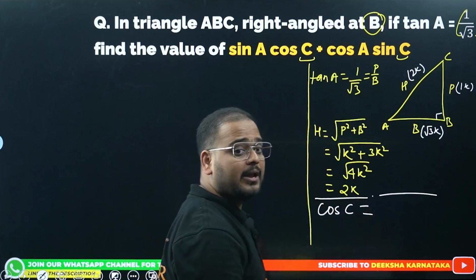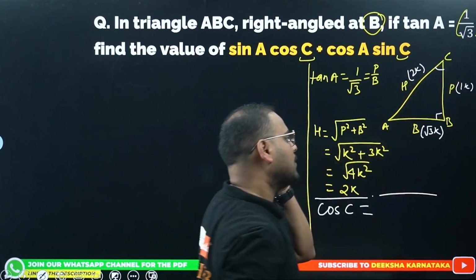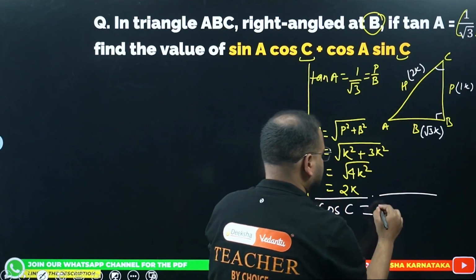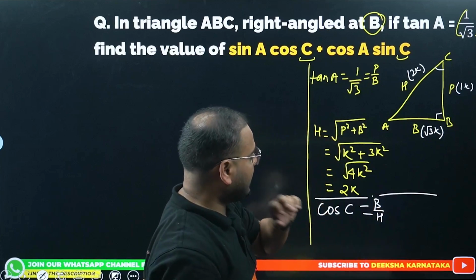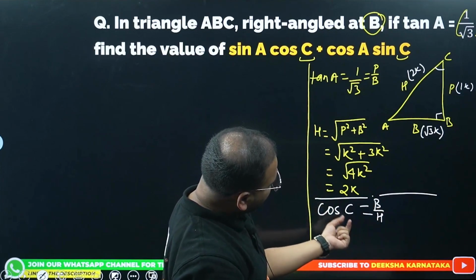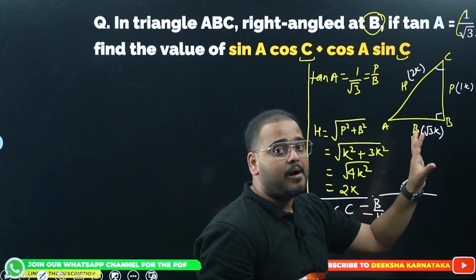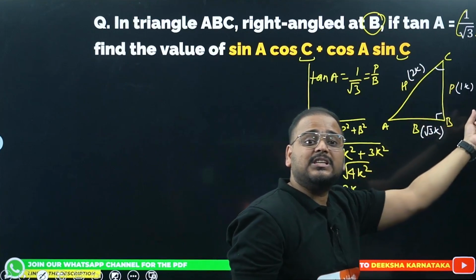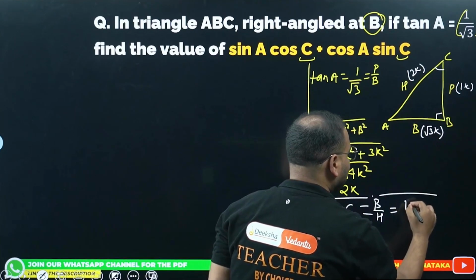Now we have to look from where? The angle c. This is my reference angle c. For cos c, the formula is very simple, b by h. For angle c, what is the base? Base is the side along the angle c, which is nothing but 1k. So I'll write here 1k.